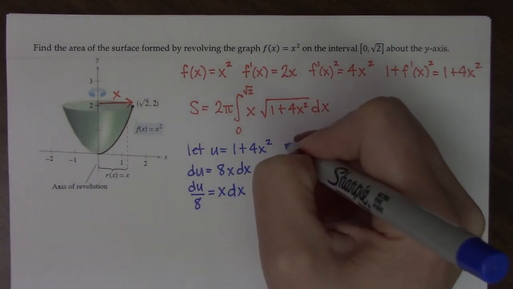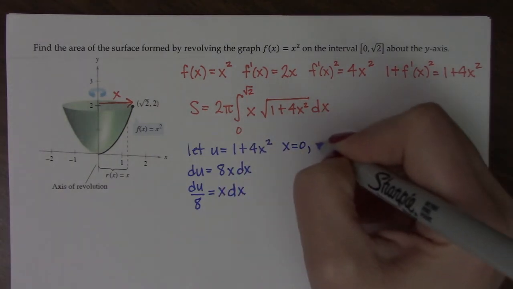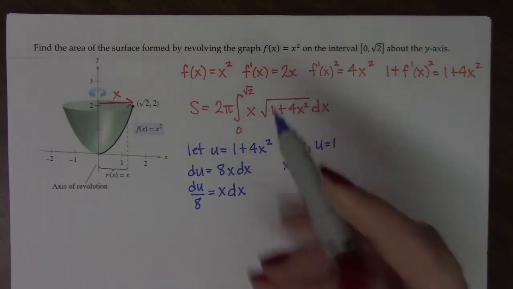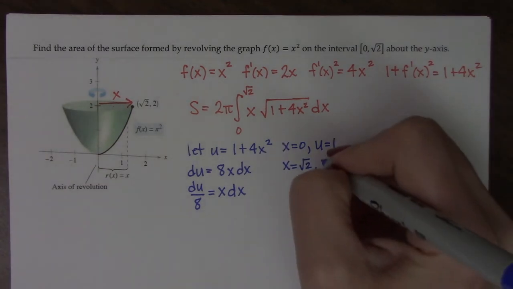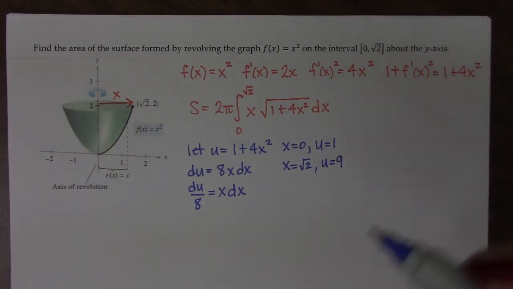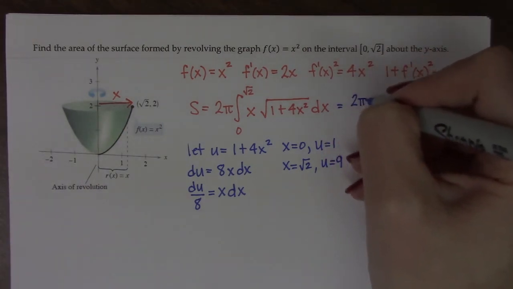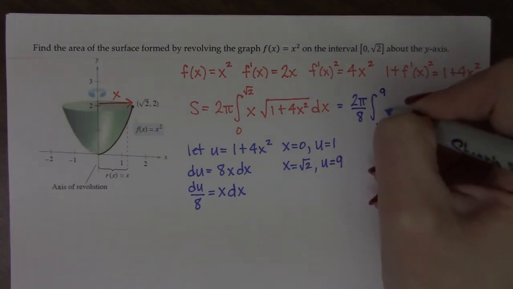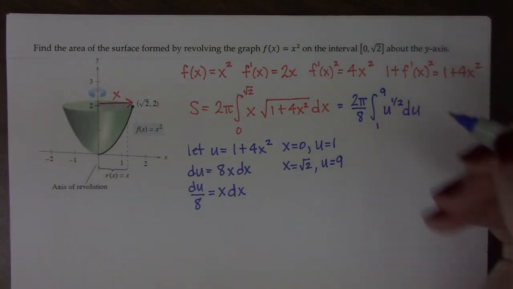I also want to change my bounds. So when x equals 0, when we plug in 0, we see that u equals 1. When x equals the square root of 2, well, the square root of 2 squared is just 2. 2 times 4 is 8. And 8 plus 1 is 9. So my new integral is going to be 2 pi over 8 times the integral from 1 to 9 of u to the 1/2 du.